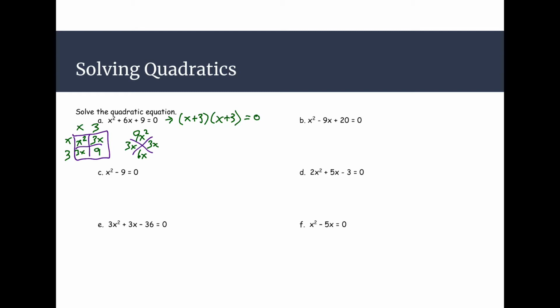All right, and once we have it in this factored form, then we can say either the first thing is equal to 0 or the second thing is equal to 0 and solve both of these. Subtract 3, we get x equals negative 3. In this case, both answers will be the same. That's not super common, but that is the case here.